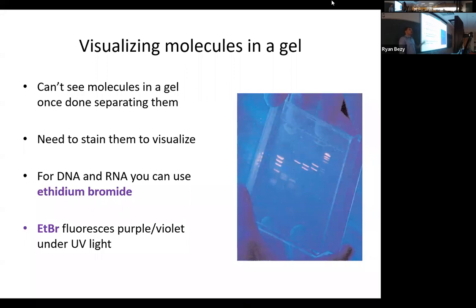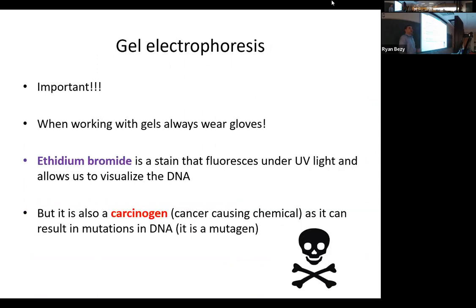That being said, it's really important when working with gels to be careful with ethidium bromide. Ethidium bromide binds DNA. That includes your DNA if it gets inside of your cells. Again, ethidium bromide is a stain that fluoresces under UV light and allows us to visualize the DNA, but it binds to DNA and can damage DNA when it does so. So ethidium bromide is a mutagen. It can cause mutations in your DNA sequences. And if you get the wrong combination of mutations, you can get cancer. So ethidium bromide is both a mutagen and a carcinogen, a cancer-causing chemical.